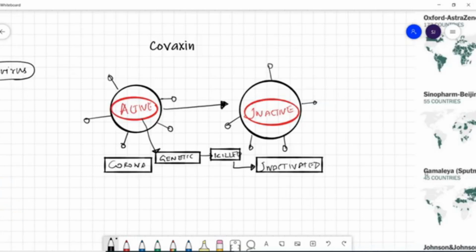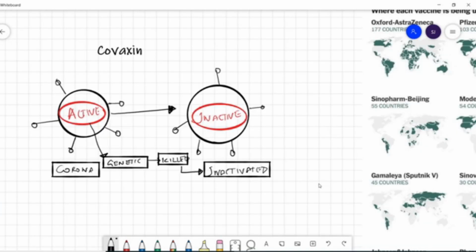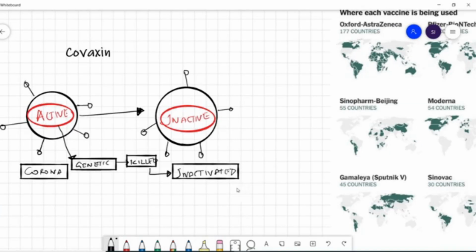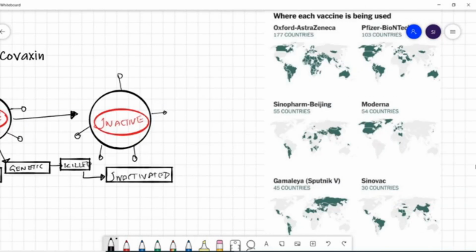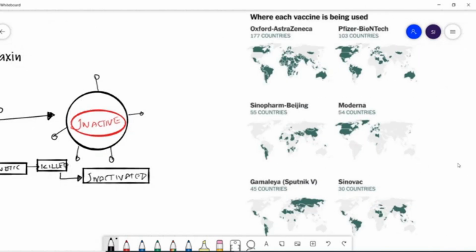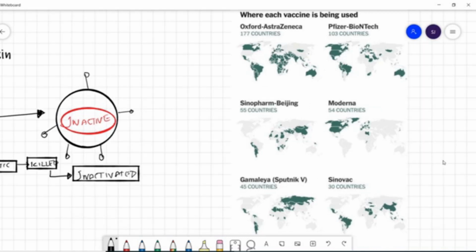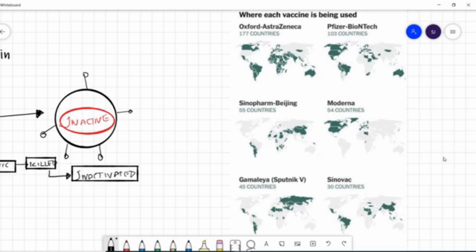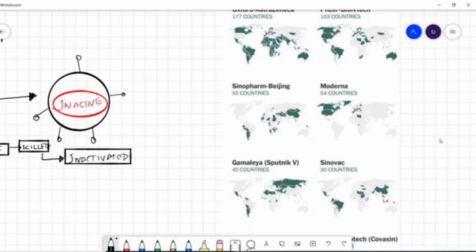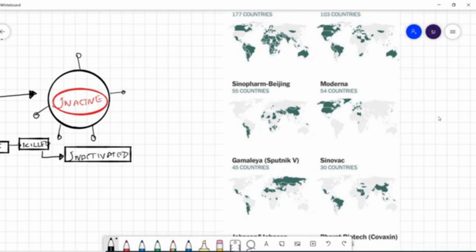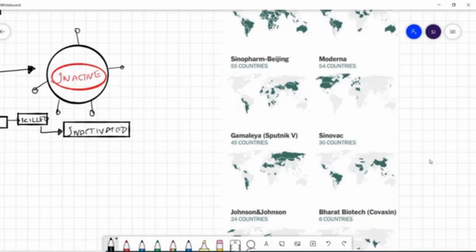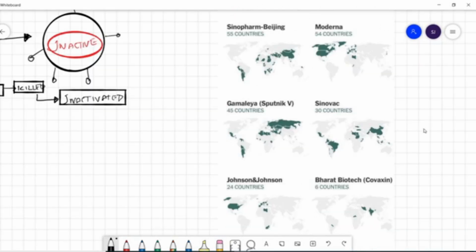If you see, the vaccines we have discussed have been used across the world. For example, Oxford AstraZeneca is used in nearly 177 countries. So the Covishield vaccine which we are using is being used in 177 countries. Pfizer and Moderna in 103 countries, and then there is Sputnik, used in 45 countries. Covaxin is being used in around 6 countries. Johnson & Johnson is used in 24 countries.